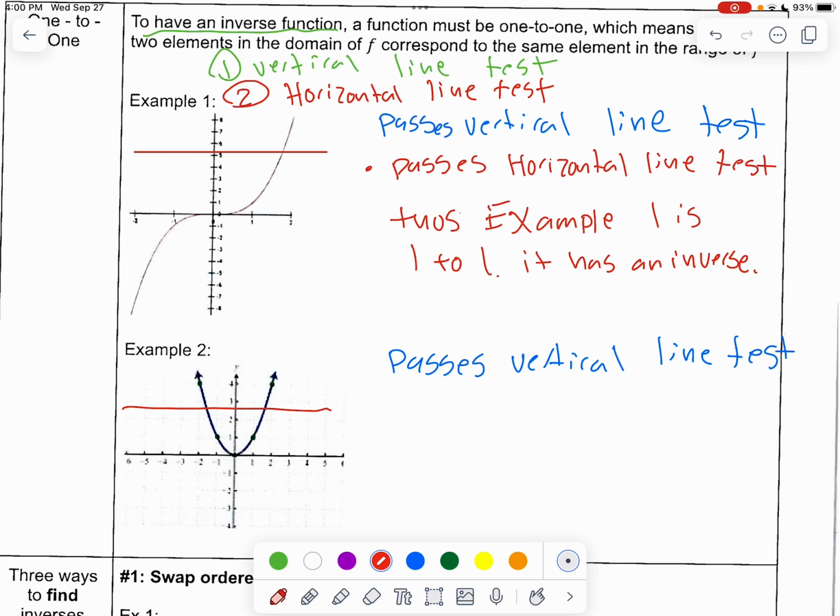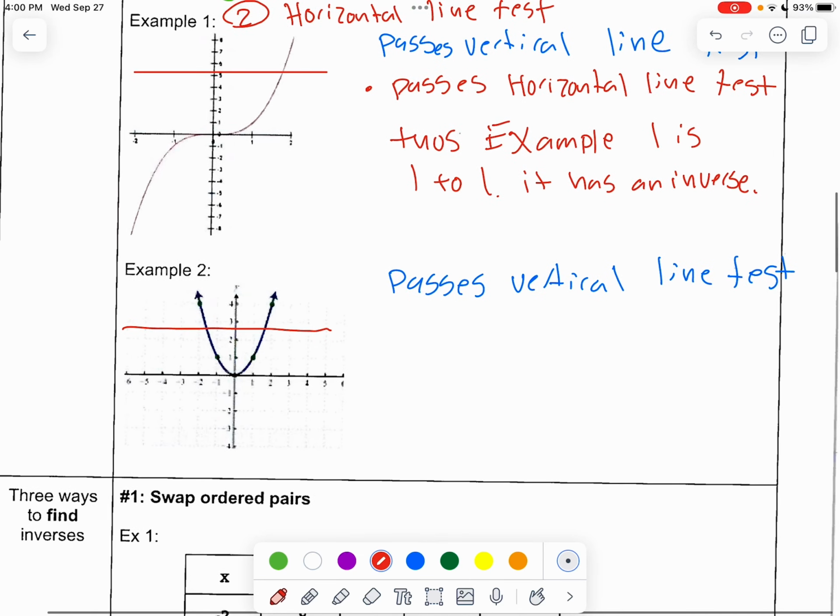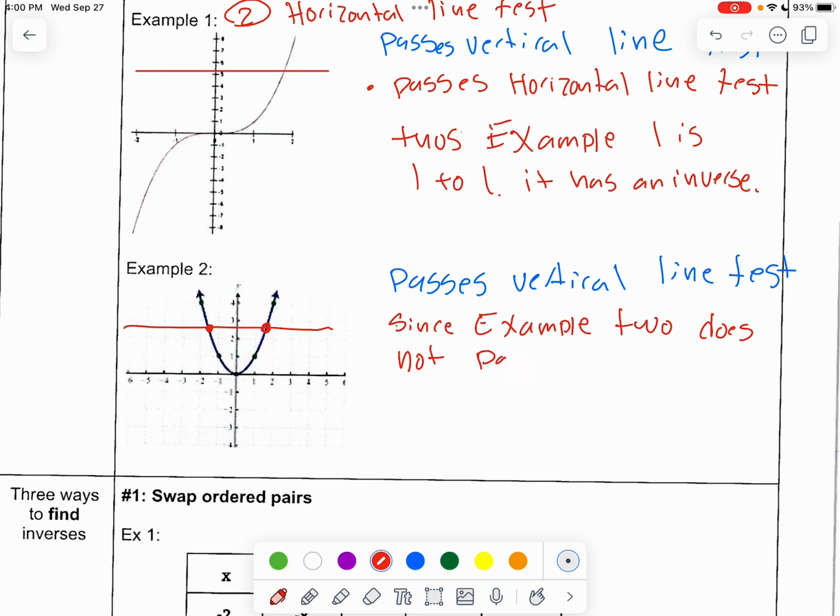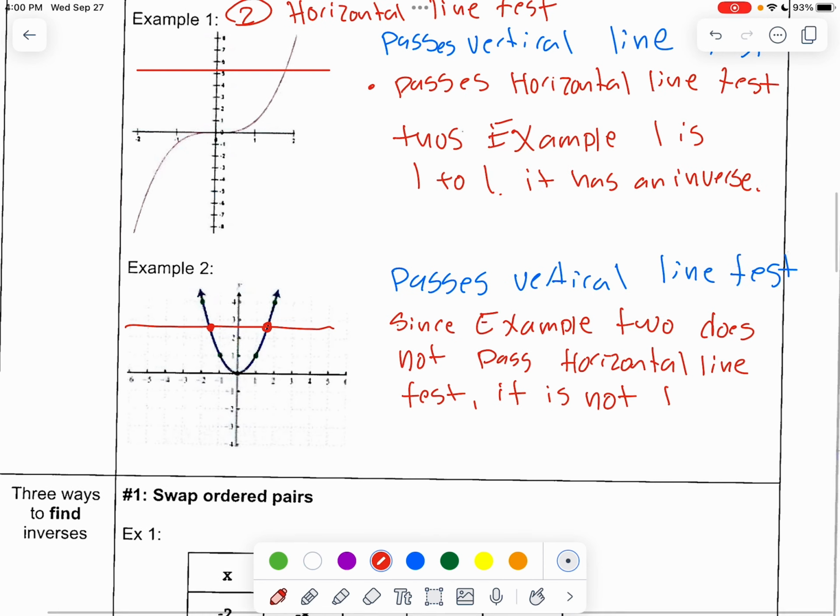All right. Checking example 2. You can see that it crosses in two places. So since example 2 does not pass horizontal line test, it is not 1-to-1. Therefore, it has no inverse.